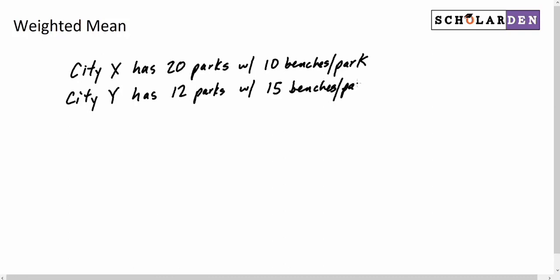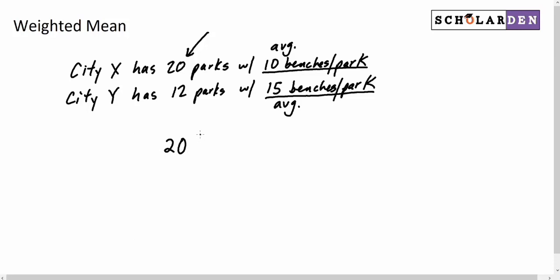And you want the average number of benches per park in both cities, or in the total. We can do this with a weighted average. Now, I said that these were averages, so an average of 10 benches per park in City X and an average of 15 benches per park in City Y. We don't need to know the actual numbers of benches. We can just use the average. And we're going to weight the 10 benches per park by 20 because they occur the equivalent of 20 times.